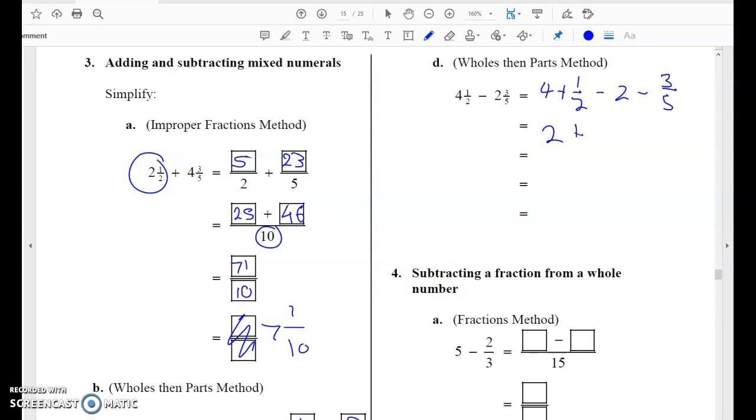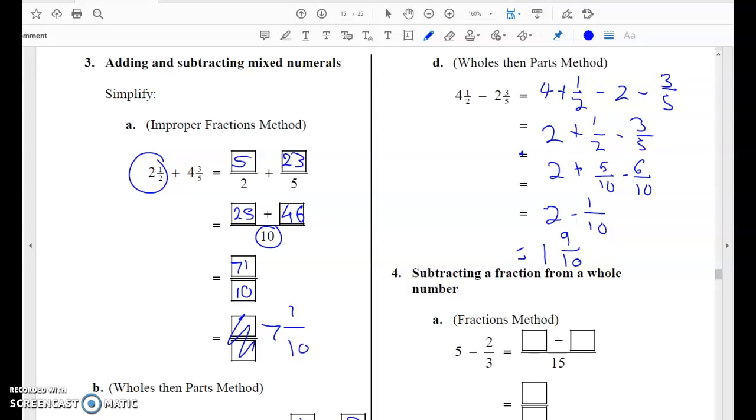So if we do that second bit now, a half is the same thing as 5/10. That's minus 6/10. If we change 3/5 to 6/10. So then we've got 2, and that ends up being minus 1/10. And so 2 minus 1/10, well, if I take 1/10 off a whole, I get 9 out of 10. So it's going to be 1 and 9 out of 10.